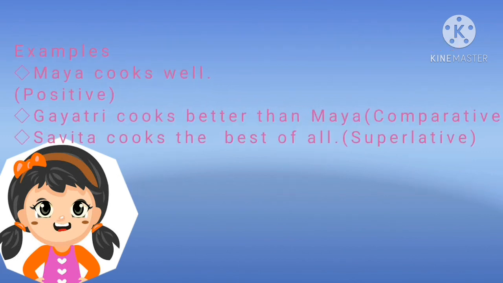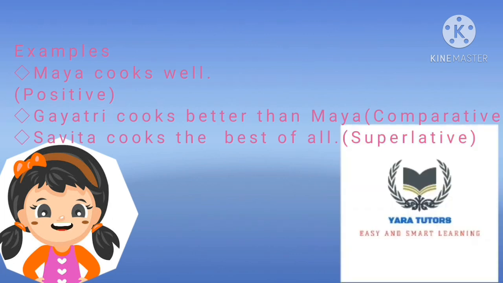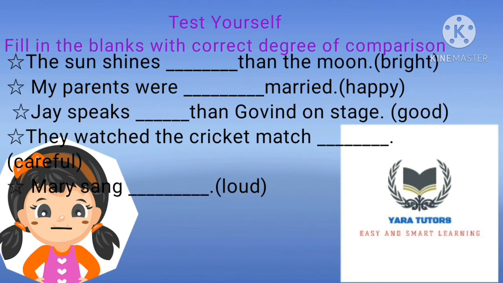Let's take some examples for irregular adverbs. Maya cooks well, which is a positive statement. Gayatri cooks better than Maya, so there is comparison between both of them. And Savita cooks the best of all, so this is superlative because we are saying the best of all the things.